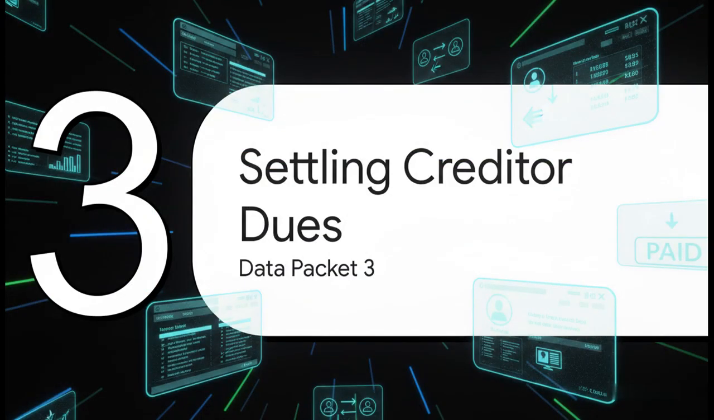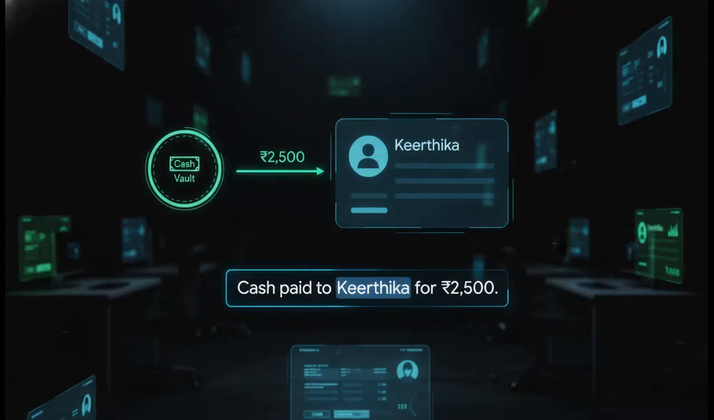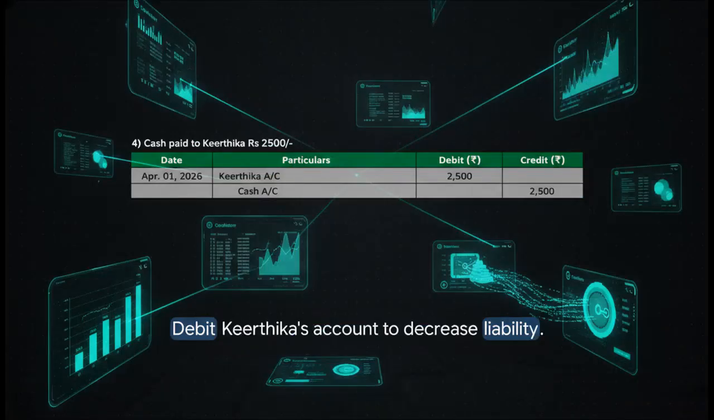All right, Section 3, Settling Your Creditor Dues. Let's say we are sending a 2,500 rupee cash payment to one of our creditors, Kirtika, to settle an outstanding balance we owe her. Now here is a really interesting shift in how we treat the counterparty. Because we are paying Kirtika, our overall liability, our debt to her, is actually decreasing. According to our rules, a decrease in liability means Kirtika's personal account is debited for 2,500 rupees, and, as always, when we make a payment, the cash account gets credited.